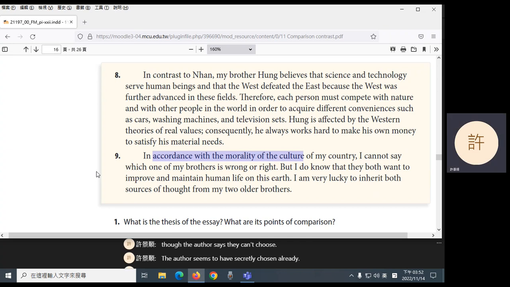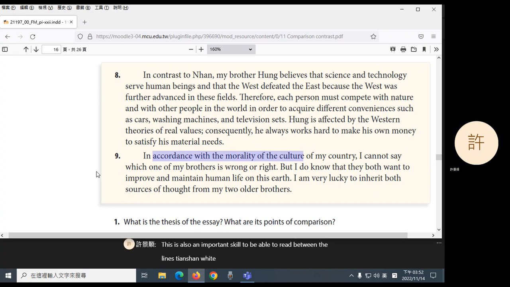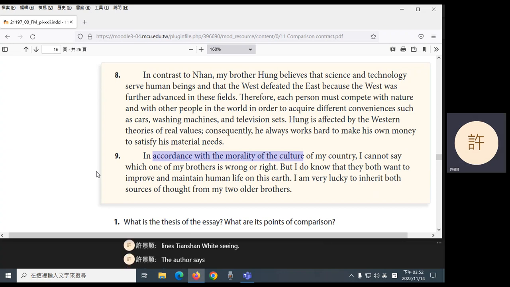This is also an important skill, to be able to read between the lines. 听弦外之音. The author says one thing, but maybe the author is thinking something else.